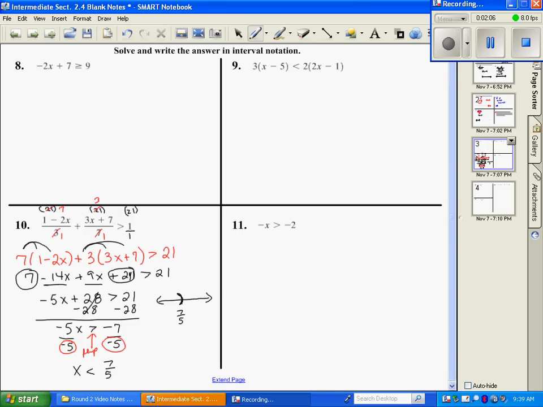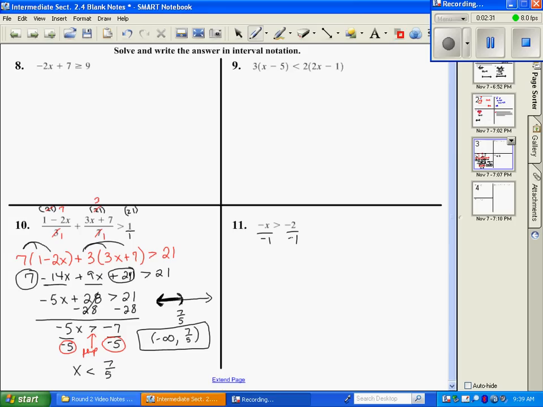If I try to draw a quick sketch of that, less than 7/5 would be a parenthesis, shade that way. Now if I write that in interval notation, the first thing I come to is an arrow to the left, and the last thing is 7/5 with the parenthesis. So that's interval notation.